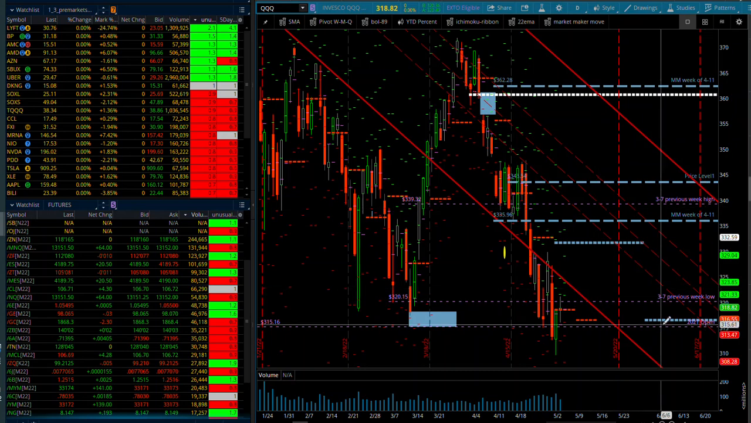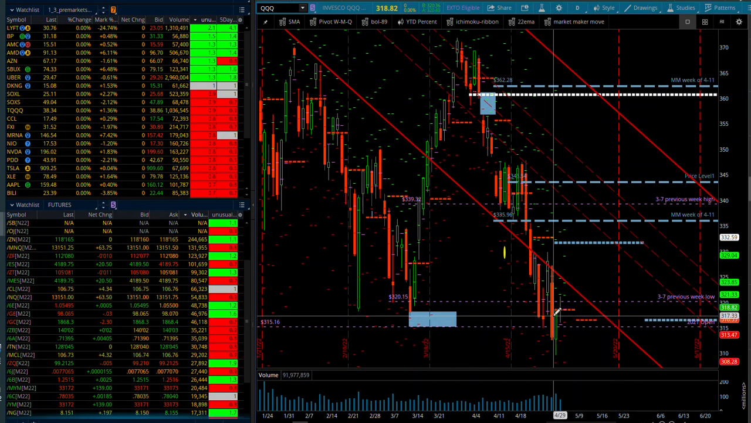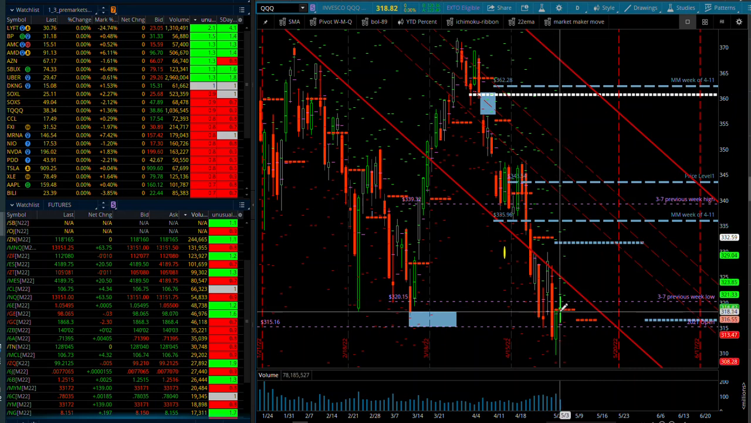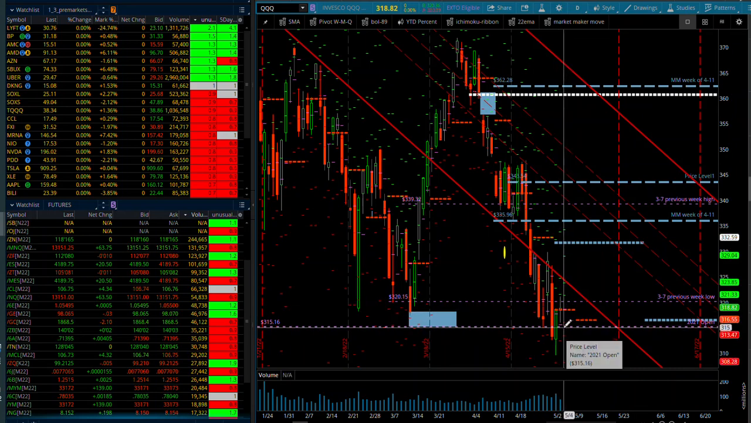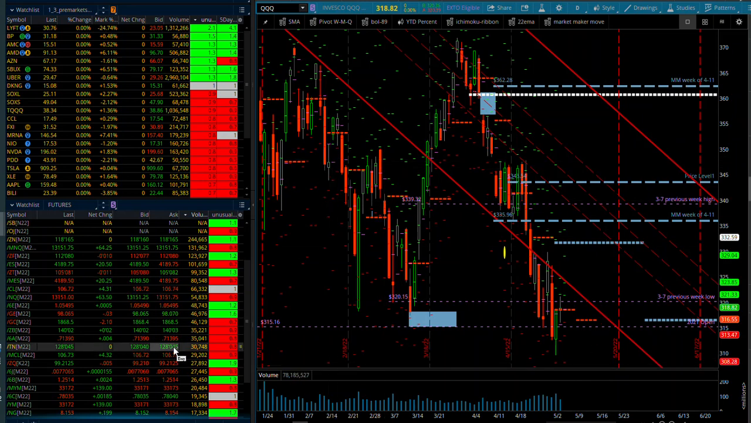So here we are. There's the 2021 open. Yesterday we were below it. Now we're just trying to hold right above it. So just be aware how close we are to potentially starting a much larger move to the downside here. So definitely keep that one on watch.